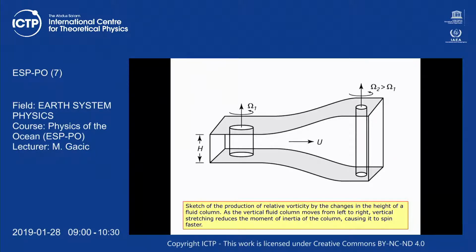the deformation of the water depth changes the flow simply without any forcing. In that case, there is no forcing, there is no wind current influence. And here is the production of the relative vorticity by changing the height of the water column.